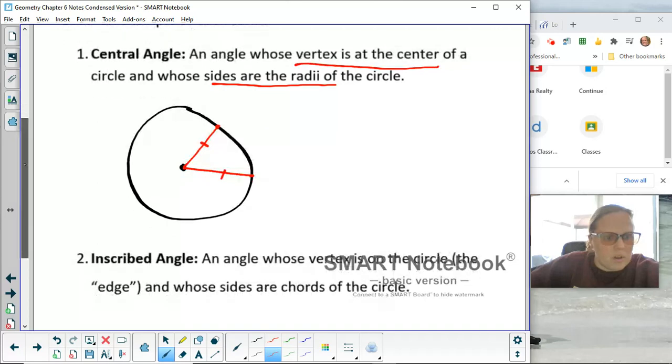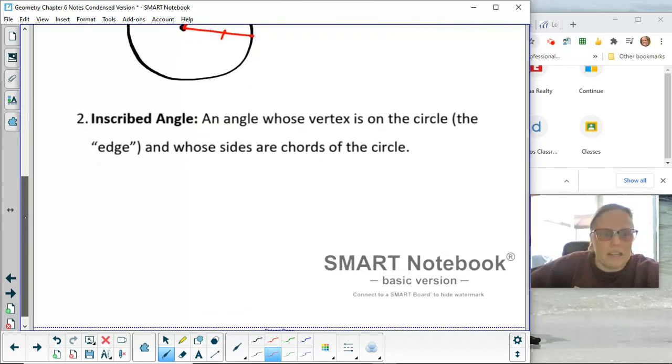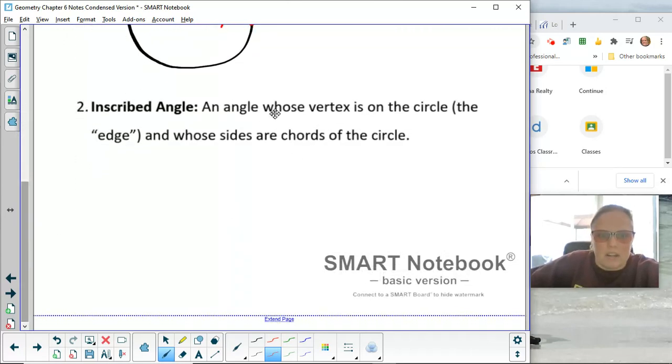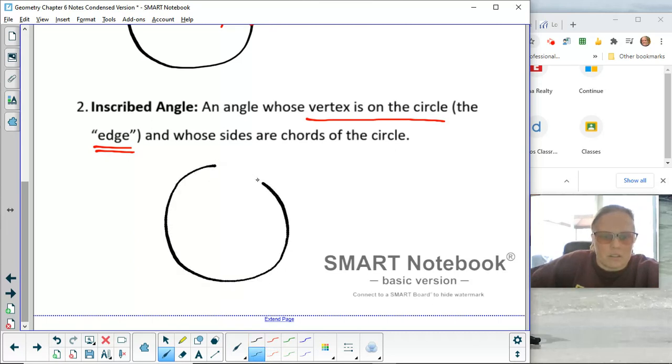All right, next one. This is a new one. This is an inscribed angle. And in this particular word, the vertex is actually on the circle. And that's like the edge of the circle, but we don't officially call it the edge. It's just the points that are making up the circle itself. So here's our circle. Well, that one's much better.